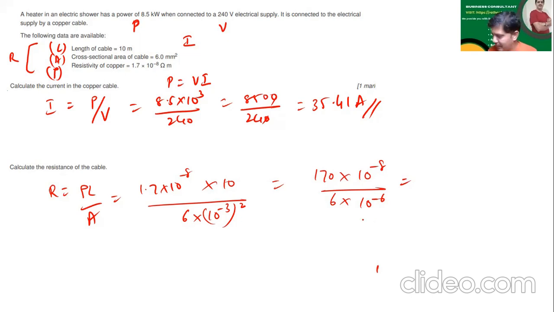And now let us calculate that value also. How much do I get now? This should be 170 divided by 6, which is 28.33 into 10 to the power of minus 8 plus 6, which becomes minus 2. Unit is ohms, which would be 0.282.